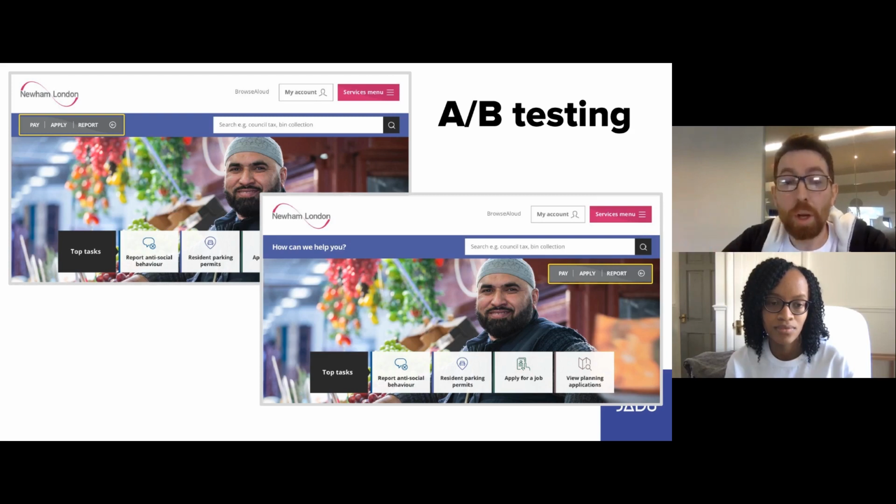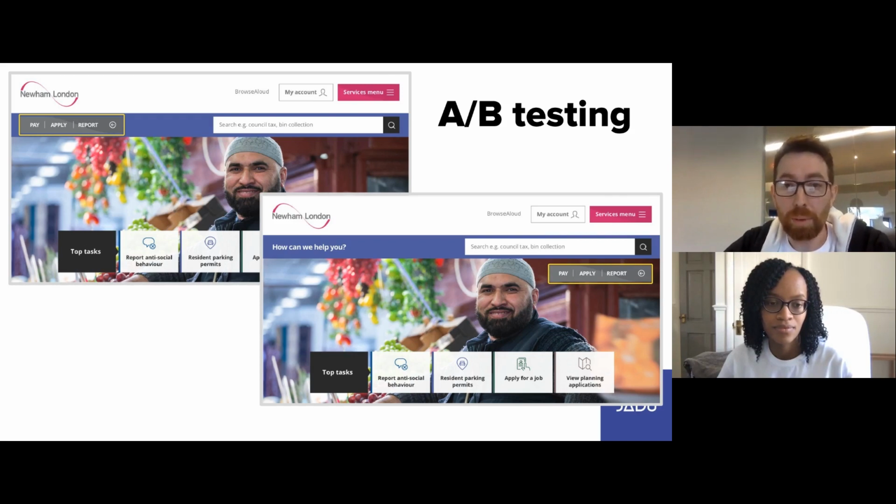So the one on the bottom where the pay, apply, report is on the right-hand side, when we tested with that, nobody used it at all. So nobody used the widget in that position. Yeah. The other position at the top left there, 20% of all the users used it. So that was a good example of A/B testing and gave us clear results on how we could influence our design decisions.